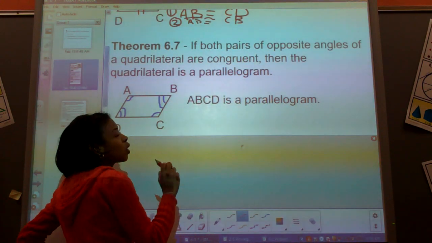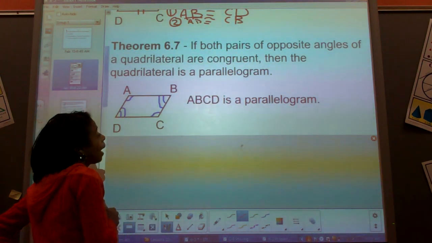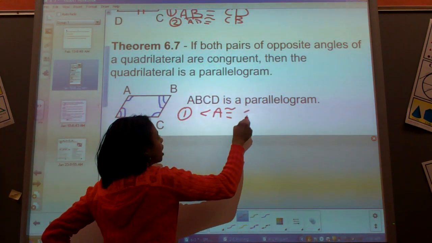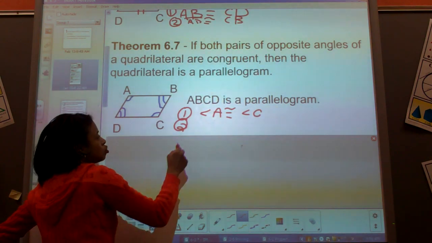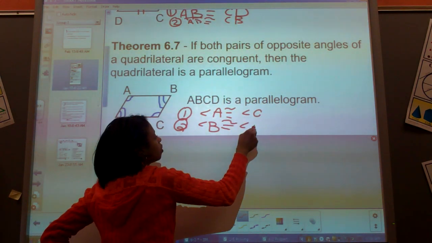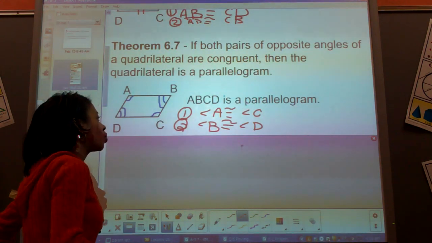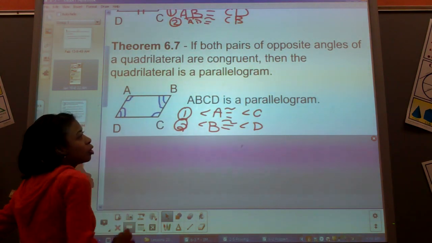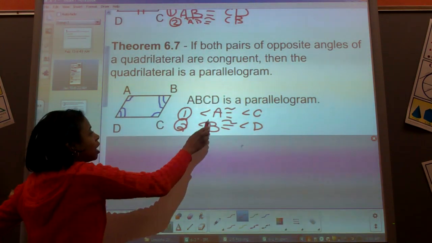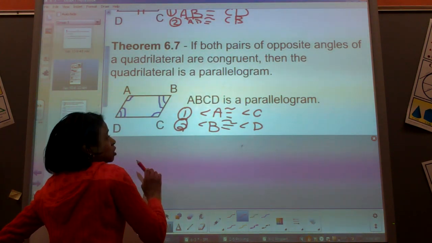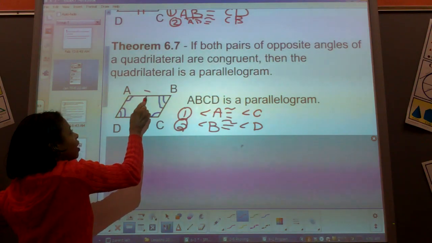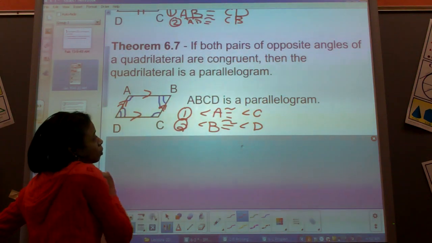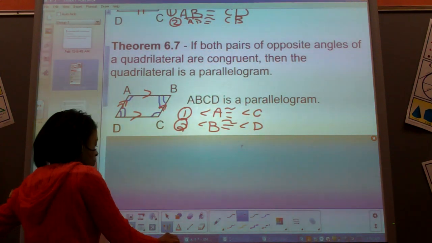I'll write that. I need two pairs of opposite angles being congruent to one another. Here's our first pair: angle A is congruent to angle C. And here's our second pair: angle B is congruent to angle D. So I have two pairs of congruent angles. When that's the case on any type of quadrilateral, it's going to be called a parallelogram. Because the first pair of angles is congruent and the second pair of angles is congruent, that automatically tells me the opposite sides will be parallel to one another, and thus this is a parallelogram.